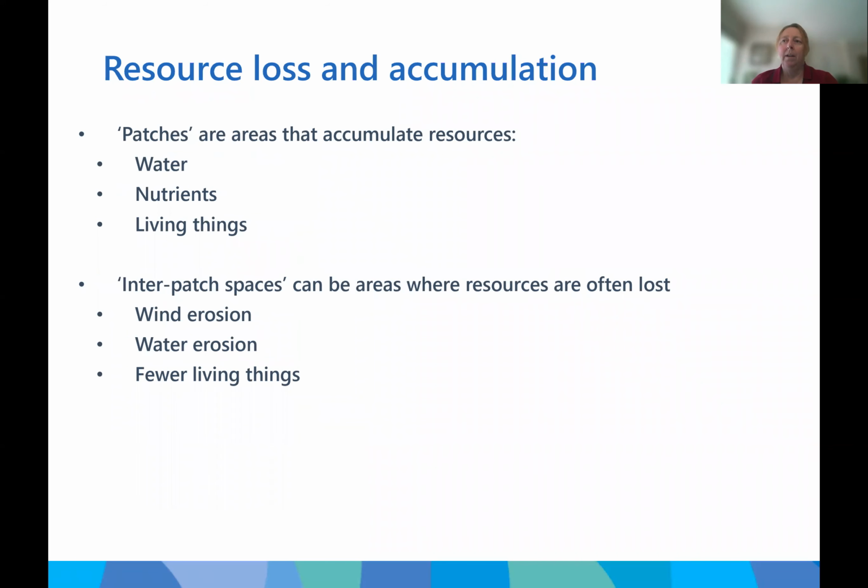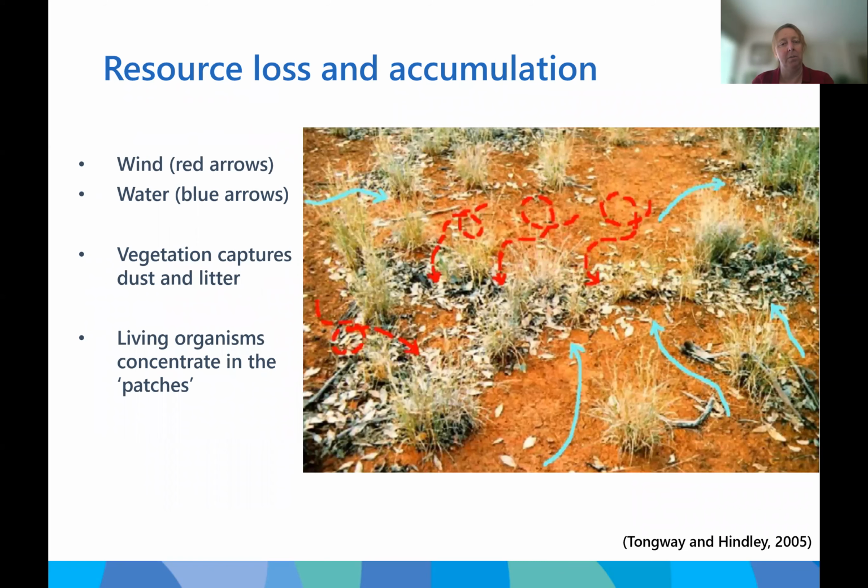So thinking about the structure in our landscape and areas where resources are lost and accumulate, patches are those areas that tend to accumulate resources. They have living things, water will accumulate there, nutrients will tend to accumulate there. Whereas interpatch spaces are those areas where resources are often lost, and there are often fewer organisms living. Those are areas that we're more likely to see wind erosion and water erosion. And it's those spaces that will also have a really big impact on the broader function of the landscape. So the arrangement of those patches and interpatch spaces matters.